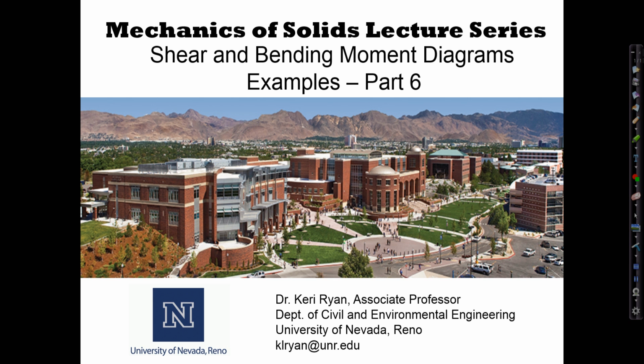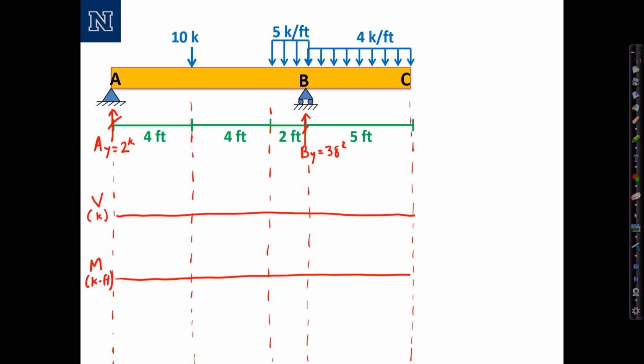We're working examples of shear and bending moment diagrams. The next example we'll look at is a simply supported beam with overhang, a 10 kip load between points A and B, a 5 kip per foot distributed load over this region here, and a 4 kip per foot distributed load on the end. To save some time, I've already calculated the reactions in the y direction at support A equal to 2 kips pointing upward, and support B equal to 38 kips going upward.